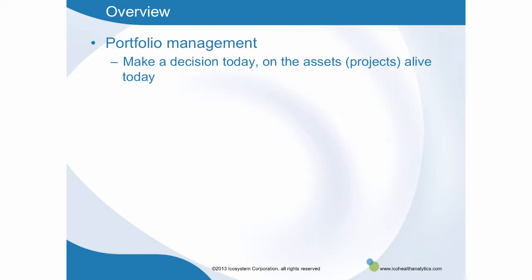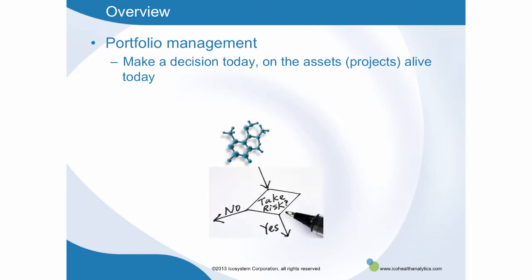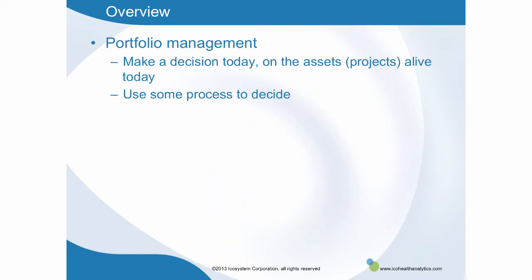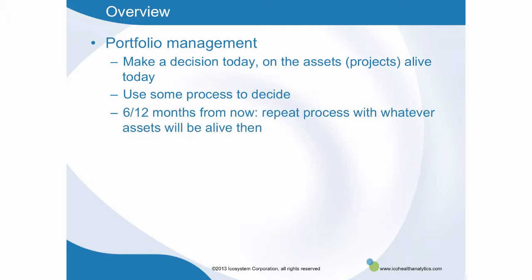To understand where the value of SPM lies, let's start by talking about portfolio management. Typically, this involves making a decision today concerning the assets or projects that we have in our portfolio today. Typical decisions involve which assets to pursue and which to discard, or how to allocate constrained resources. And we use some process to make such decisions. Subsequently, as time passes, the composition of our portfolio changes. Therefore, at some point in the future, we will repeat the process in order to make decisions concerning whatever assets will be part of our portfolio then.